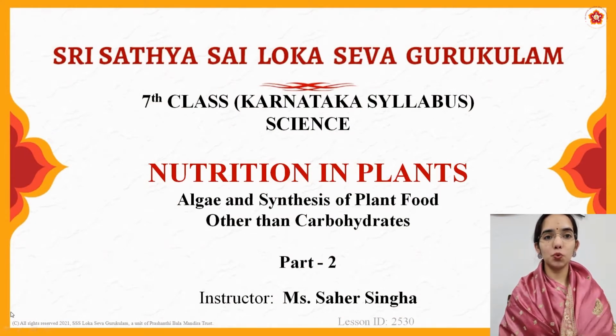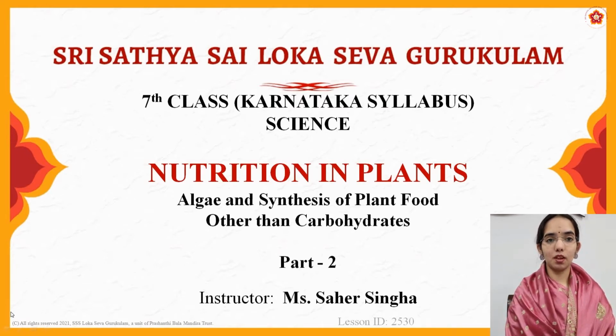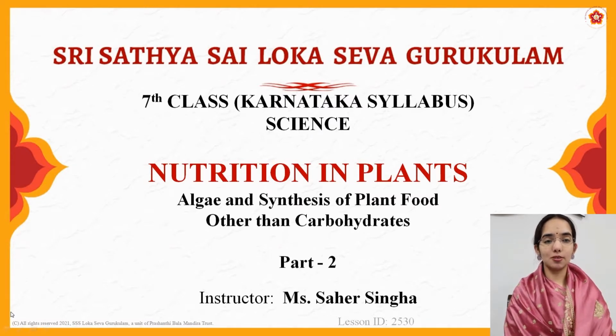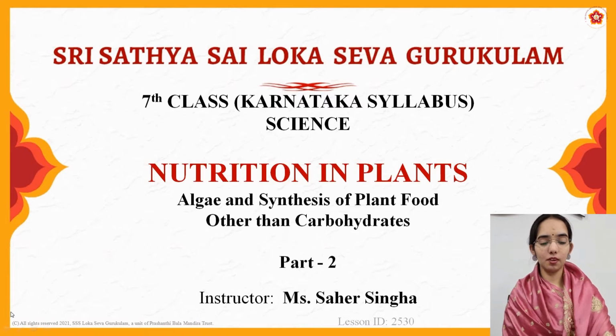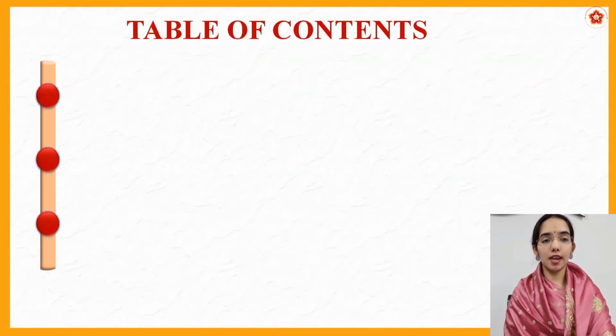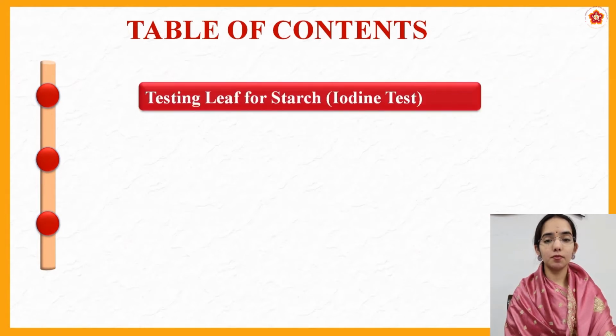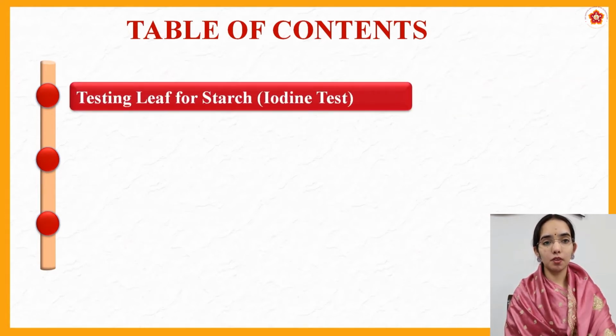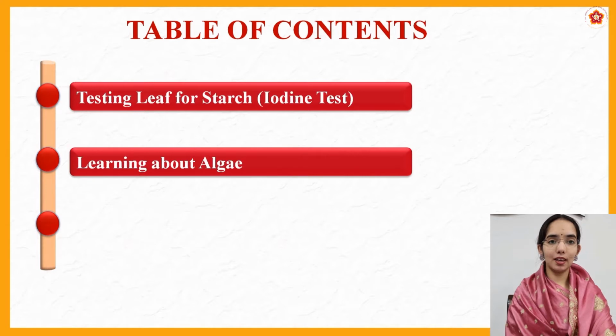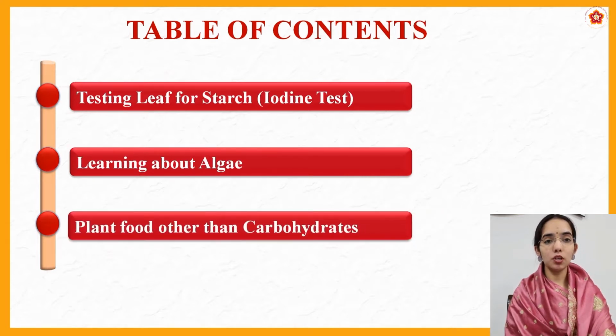Welcome to part 2 of the chapter Nutrition in Plants. Today we will be studying about algae and synthesis of plant food other than carbohydrates. Let's have a look at the content of today's class. Testing a leaf for starch, that is iodine test. We'll be learning about algae and then we'll study about plant food other than carbohydrates. So let's get started.